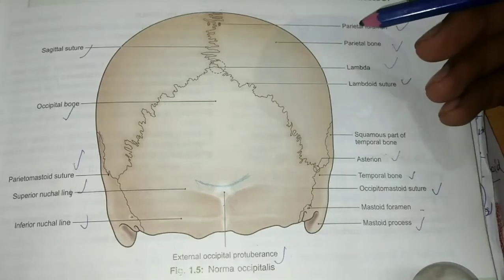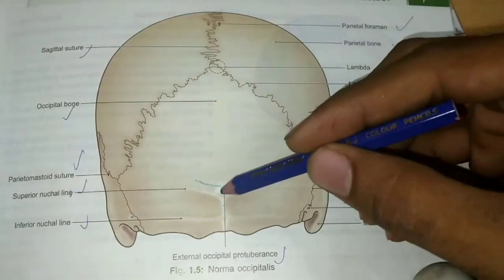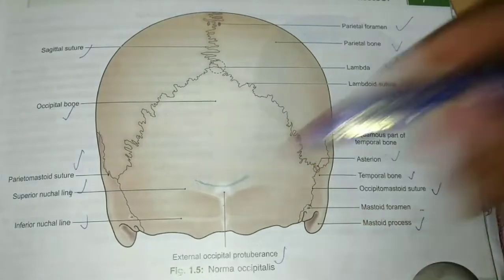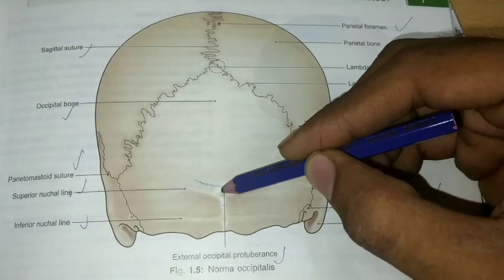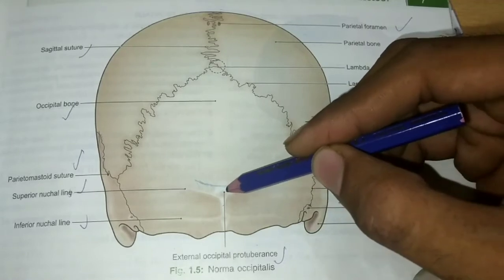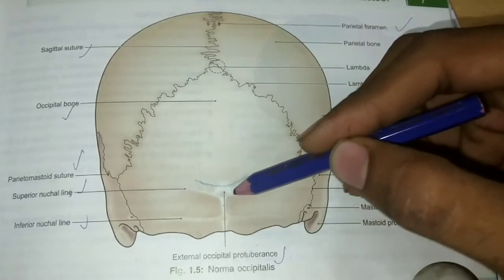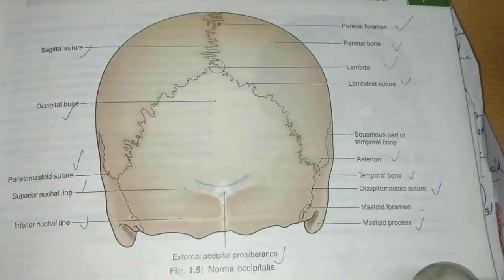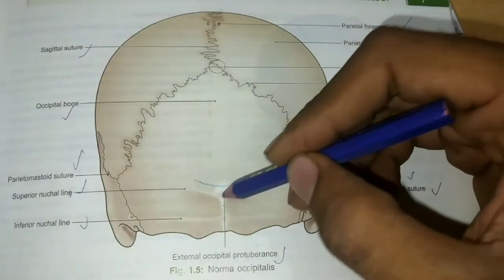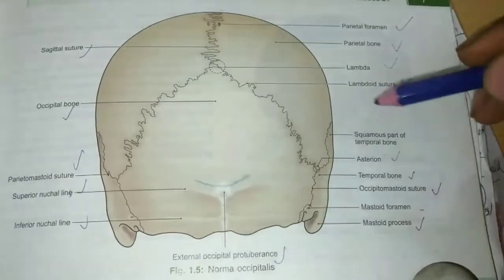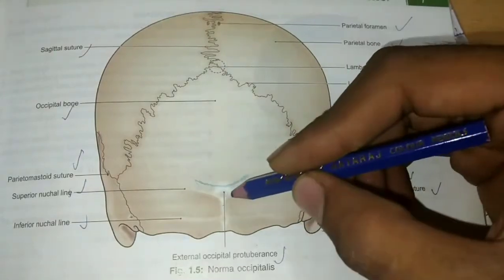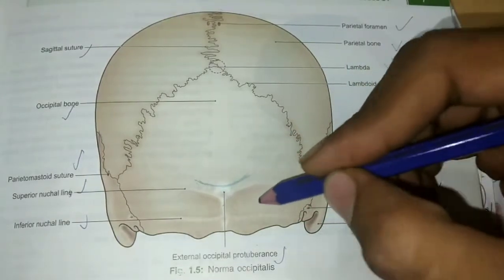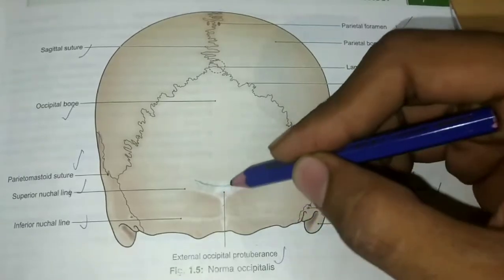Now coming to the third important point, that is the external occipital protuberance. This is a median prominence in the lower part of the Norma occipitalis. It marks the junction of the head and neck, the neck part lying below this head part. The most prominent point on the external occipital protuberance is known as the inion.